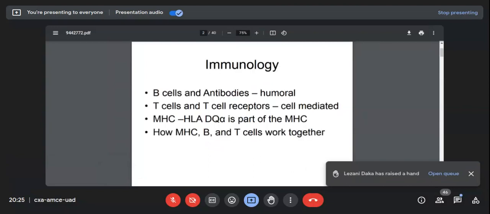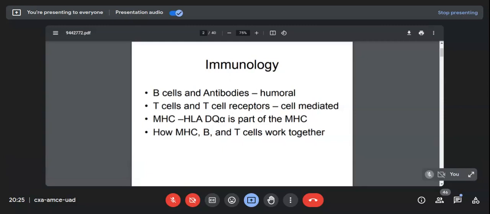And the first thing that we'll focus on under adaptive immunity is to figure out the different types of, yes, Doc Lezani. Yes, Doc? Doc Lezani? Okay. No response. So let me continue with what I was saying.